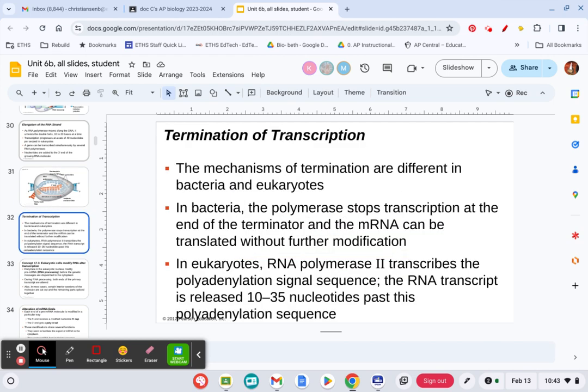Okay. Mechanisms for termination in prokaryotes and eukaryotes are different, and we're not going to spend a lot of time talking about those things. So they're here, but I'm not really going to talk about those.